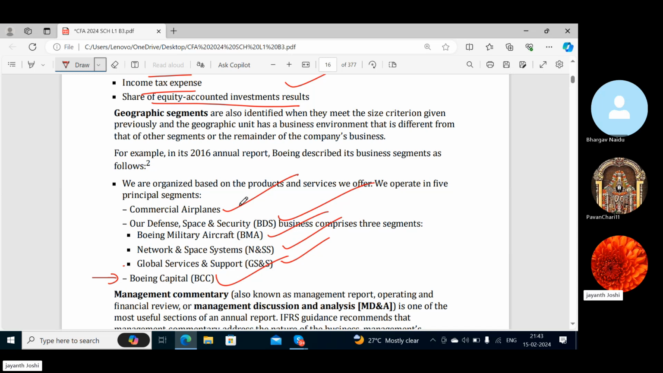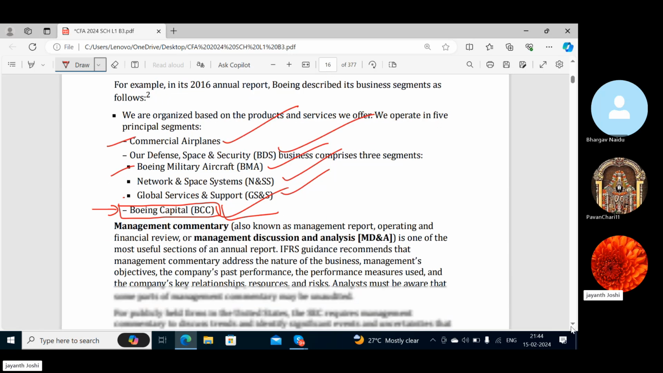Some businesses seem to be very similar, like aircraft. Commercial airplanes and military aircraft are both different things, but they are aircraft. But Boeing Capital is a totally different division. Maybe that is because Boeing Capital can finance the companies who want to buy their commercial airplanes, or they can act as a lessor for those clients.